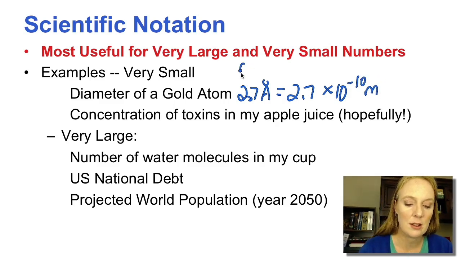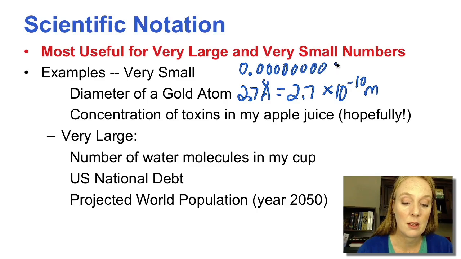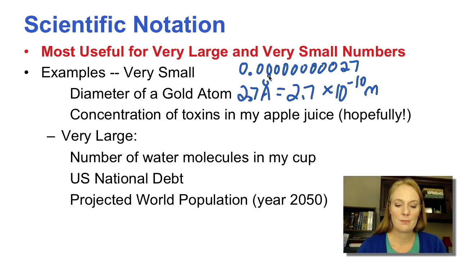I guess I could. Let's do that. How many zeros would I have to write after the decimal point? I'd have to write 9. 1, 2, 3, 4, 5, 6, 7, 8, 9. Then 2, 7. Did I do that right? I think I did. That's tedious. That's a great reason to use scientific notation.